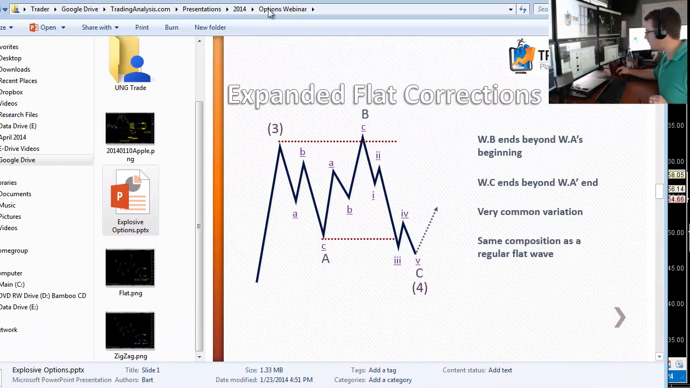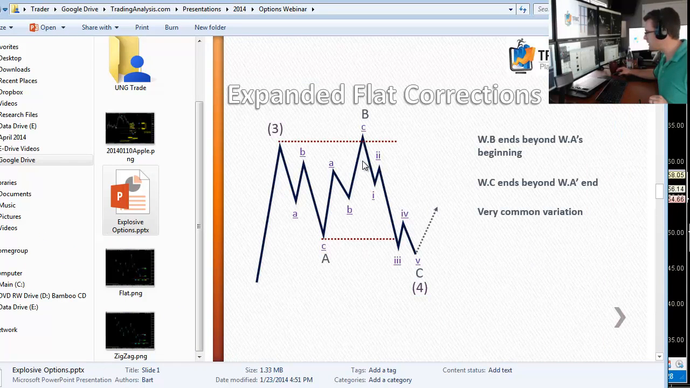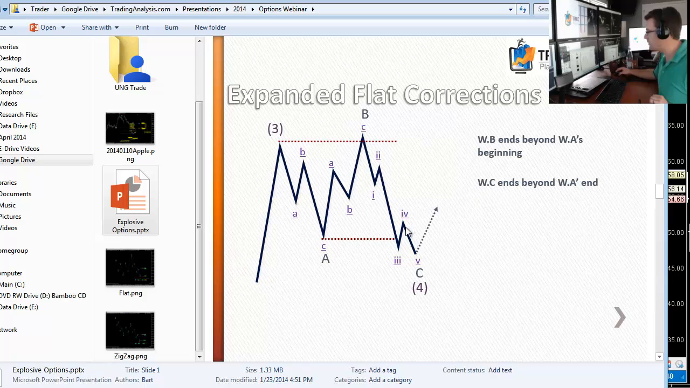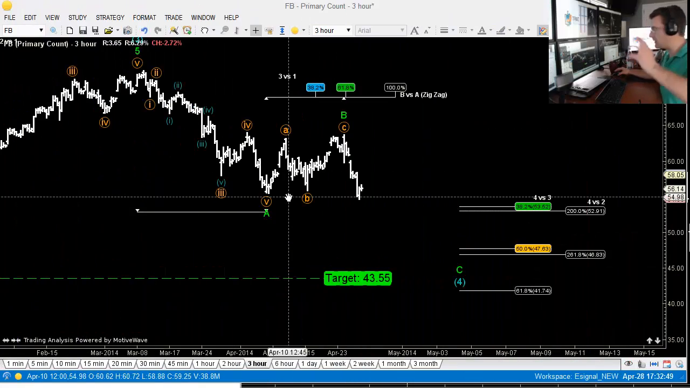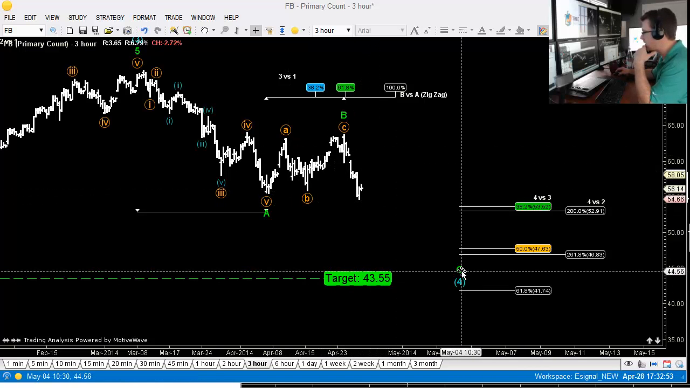And looking at one of my presentations, the flat correction is just like this, as I described. It's three waves down in A. The B wave usually goes up to test the area of the A wave origin. C goes a little bit below the end of the A wave. Okay, and it's a very common variation. So I think this is a flat, but just flipped upside down. And I think we're done and about to break down in the C wave.